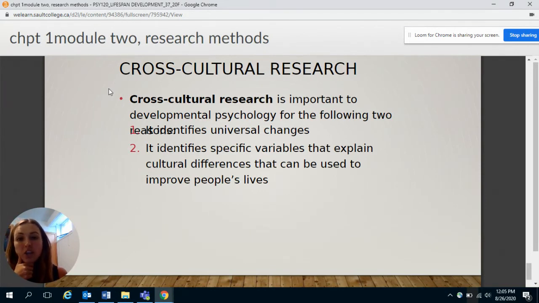Okay, so cross-cultural research is important to developmental psychology for two different reasons. It can identify both cultural specific changes and also universal changes. For instance, they might look at something like retirement. When we get to late adulthood, we'll be looking at retirement, and that is actually a Western phenomenon. In different cultures, you don't necessarily see people retiring in every single culture. However, there are universal changes that we can study.